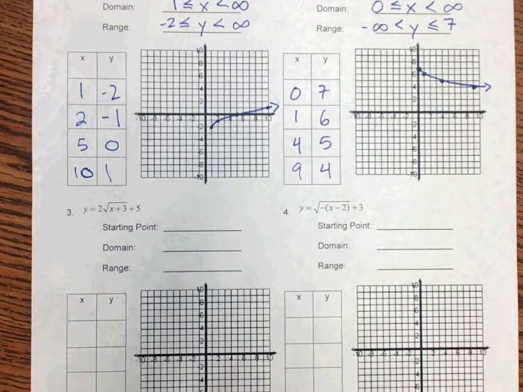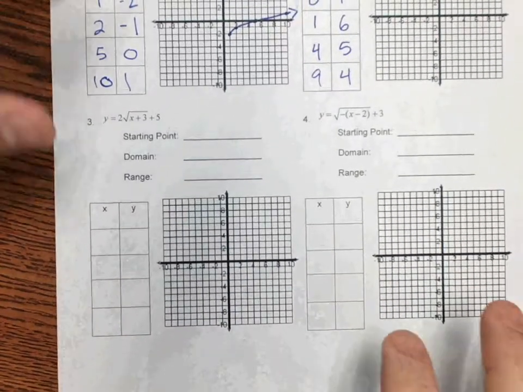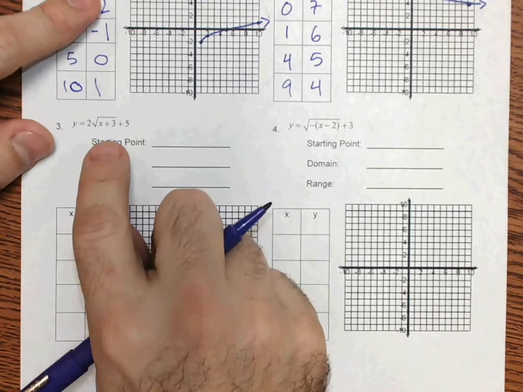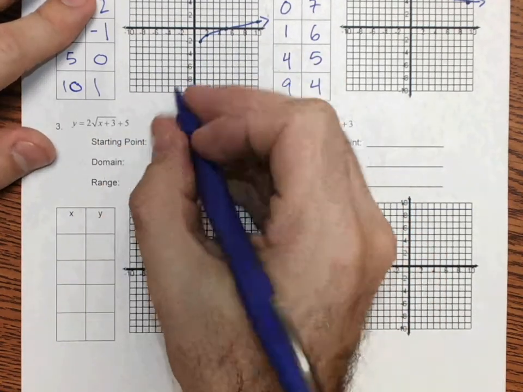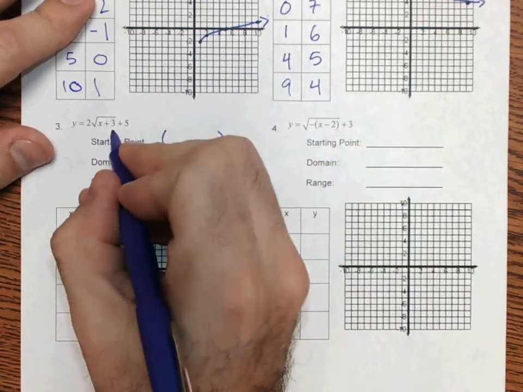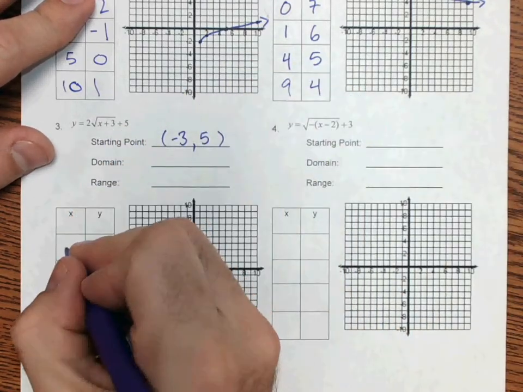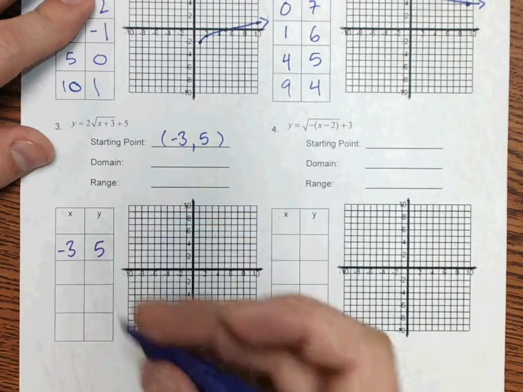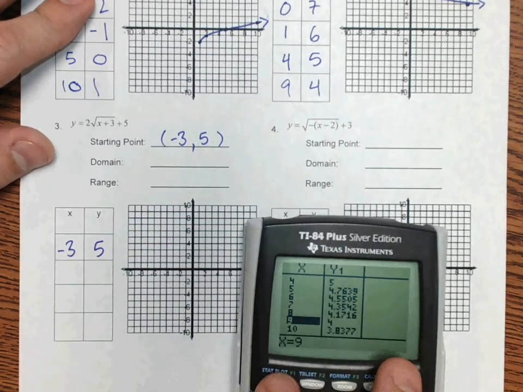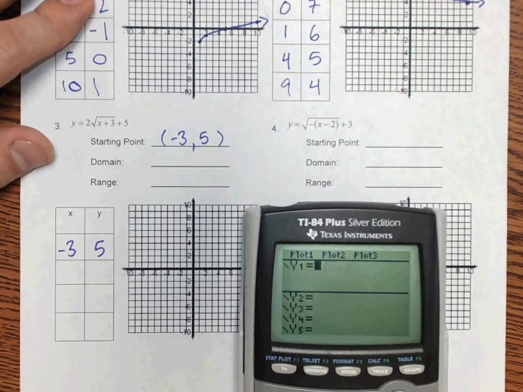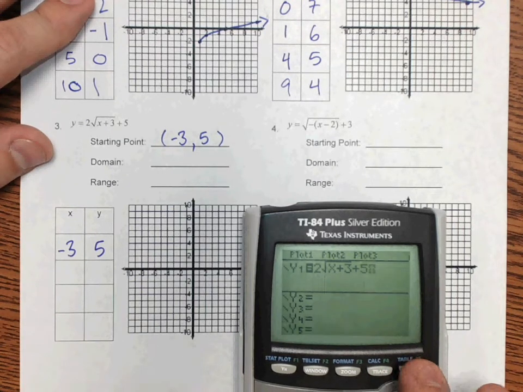Next one we have here, let me pull my camera down a bit. We have 2 radical x plus 3 plus 5. My starting point, opposite of the value inside, so that's negative 3. Same as the value outside, so that's 5. Let's go ahead and fill this in like so. Let's go to y equals and plug that in. We have 2 square root x plus 3. We're going to make sure that we click over one more to make sure we get out of that radical. And then plus 5.